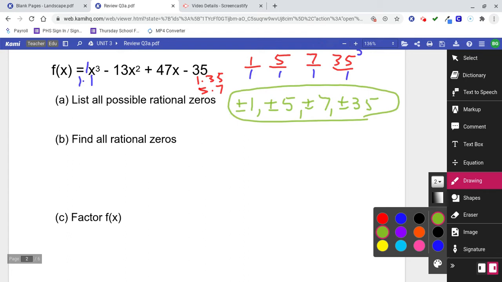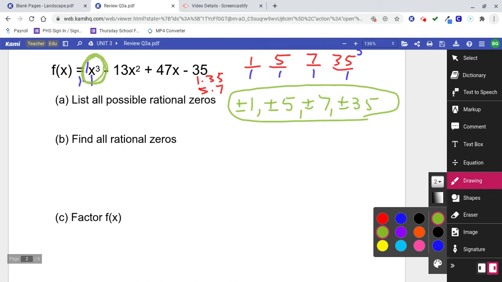And what that says is not that those are the zeros, those are the ones that would be possible if we're doing synthetic division and if it's going to work. If synthetic division works, then it's got to come from this list. So part B says find all rational zeros. Okay, now let's narrow it down. Let's find the ones that work.